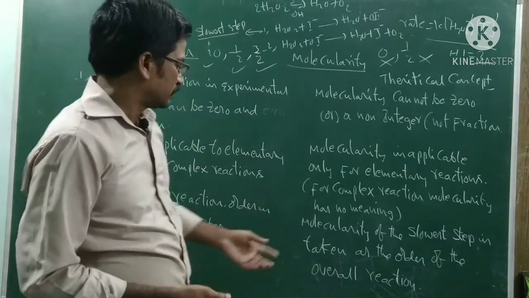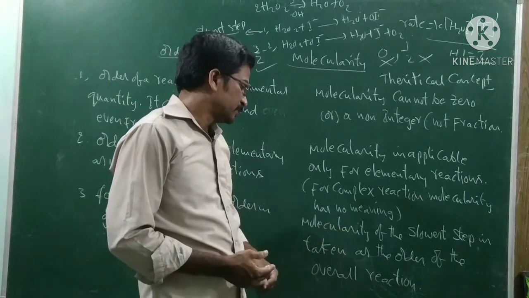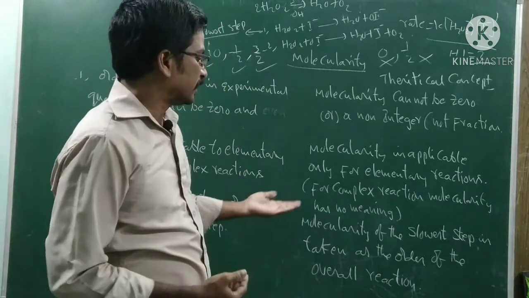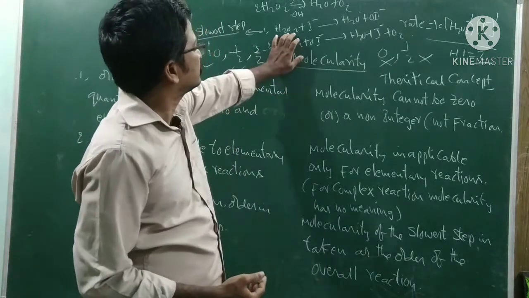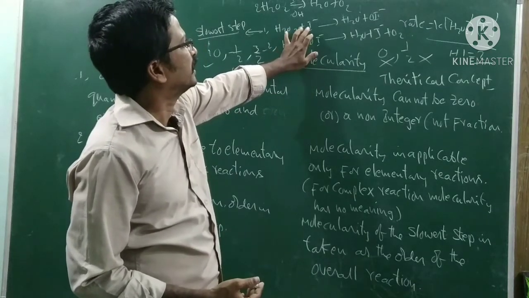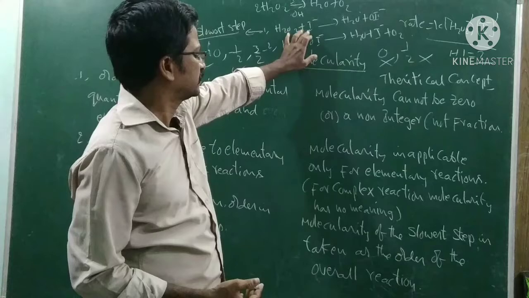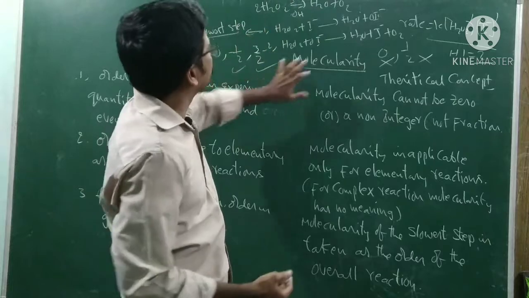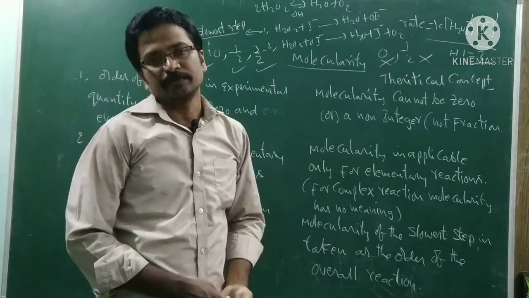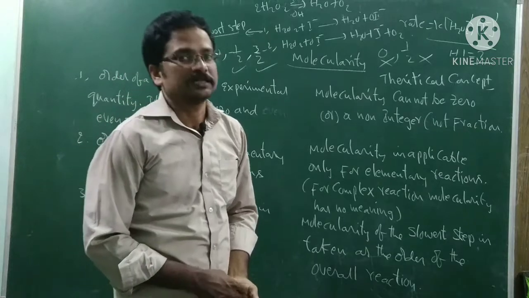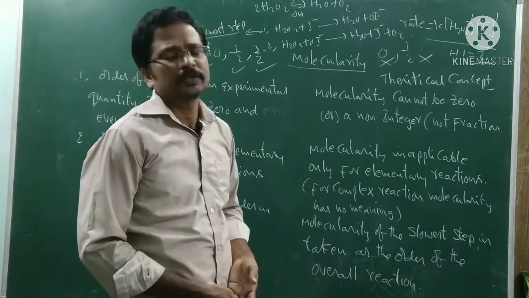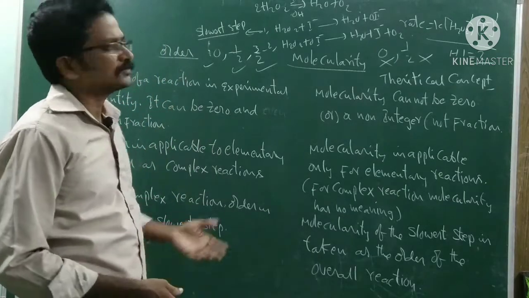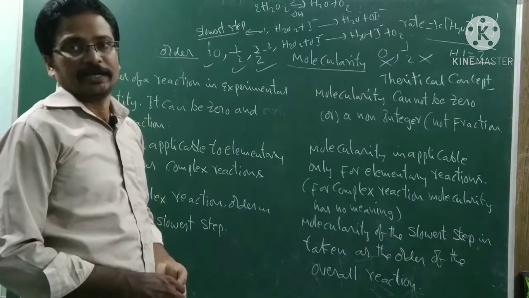Next, the molecularity of the slowest step is taken as the order of the overall reaction. The slowest step in this example is H2O2 and I minus giving rise to the product. So the molecularity of this step is the order of the whole reaction. This is the basic idea of molecularity, and this is the way you can understand order and molecularity.